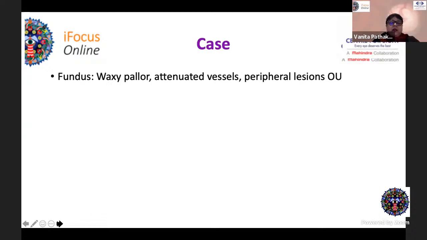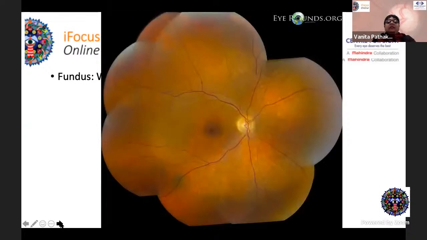Anyway, the right disc looked normal from the point of view of glaucoma, but both discs had waxy pallor with attenuated vessels and peripheral lesions in both eyes. No bony spicules, but definite peripheral granular lesions. I have not documented his fundus, but I borrowed this picture, and this is exactly how his right fundus looks. Can you see all these granular lesions all around?